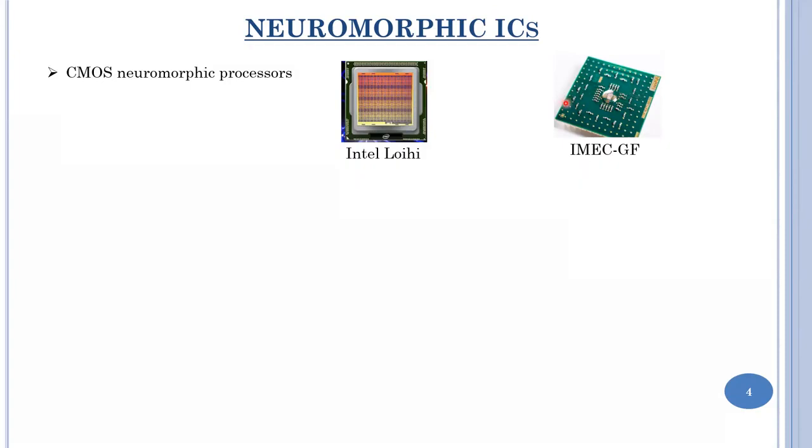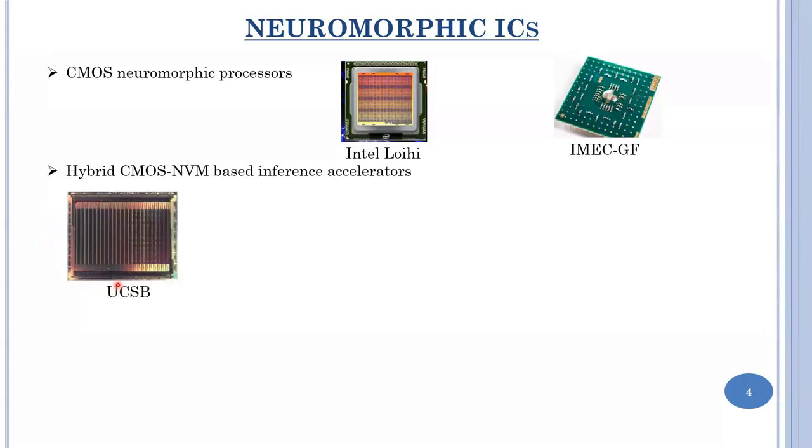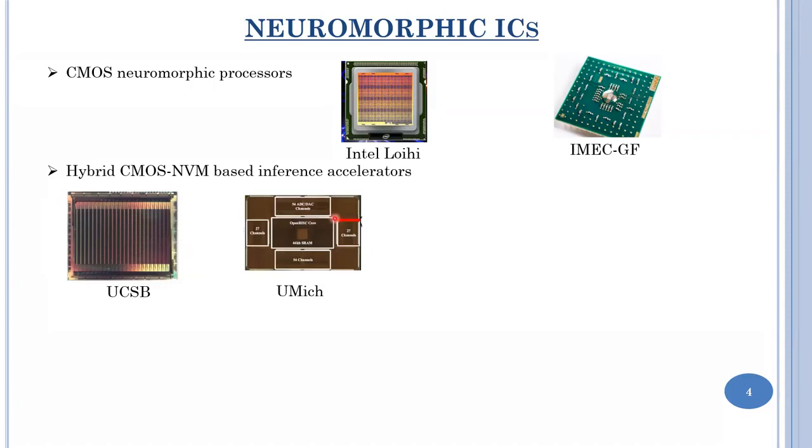Apart from this, there is another flavor of neuromorphic IC, which combines non-volatile memory along with CMOS. They may be integrated in 3D integration fashion, or you may have them lying on top of each other or close to each other. There are several flavors even in that variety, so let us look at them. One of them could be a 1T1R based inference accelerator, which was fabricated at UCSB and which I was a part of. Another one could be a 1T1R architecture with a digital core, which was fabricated at University of Michigan.